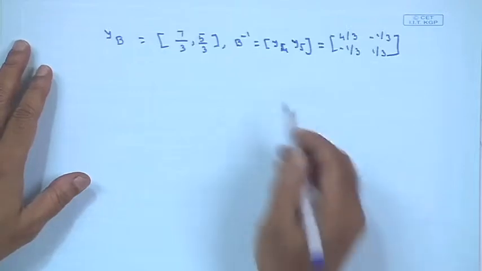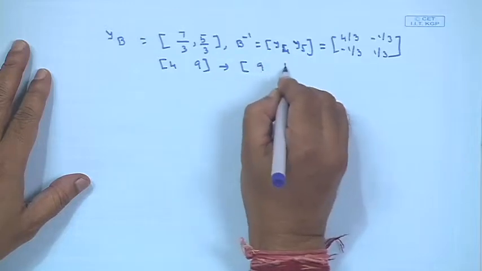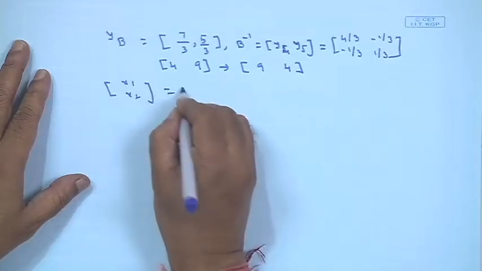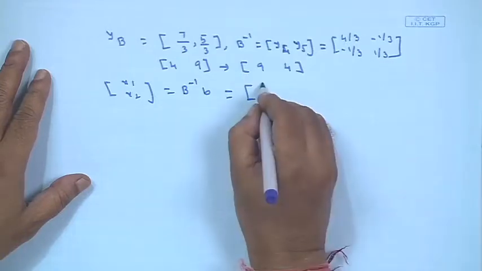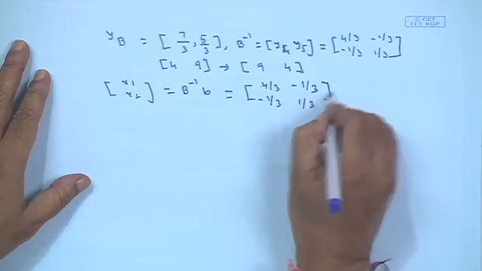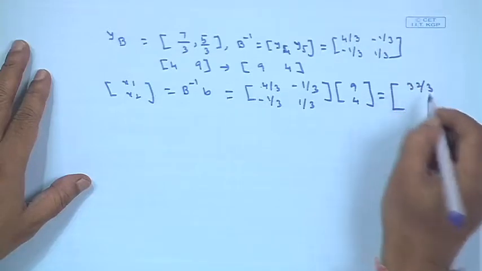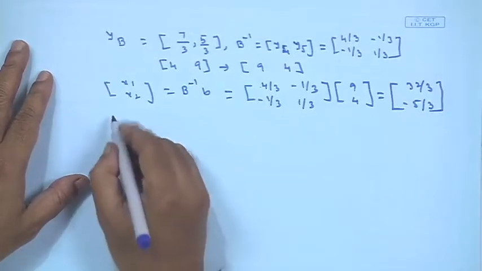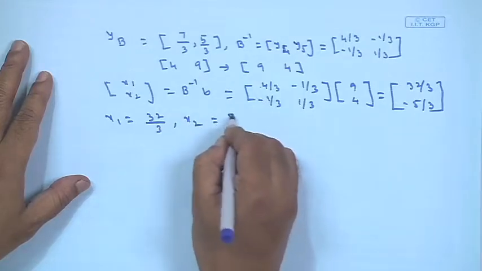So, if I replace 4 9 by 9 4, in that case your x1 x2 is equal to B inverse into b. So, your B inverse is this one, 4/3, minus 1/3, minus 1/3, 1/3, and your 9 4. So, it will become 32/3 and minus 5/3. That means your solution is x1 equals 32/3 and x2 equals minus 5/3.